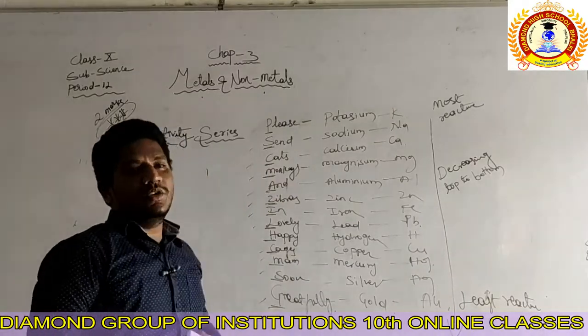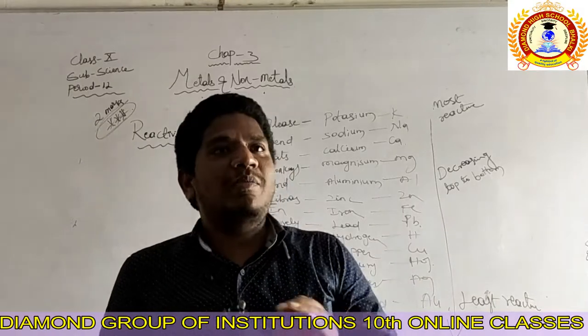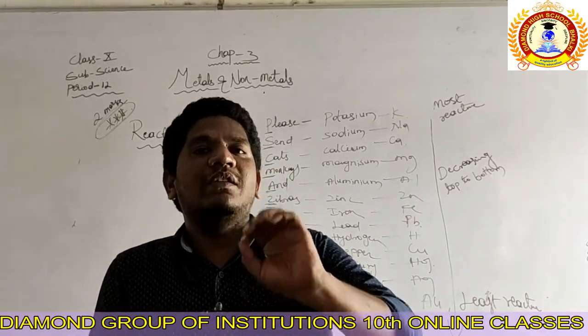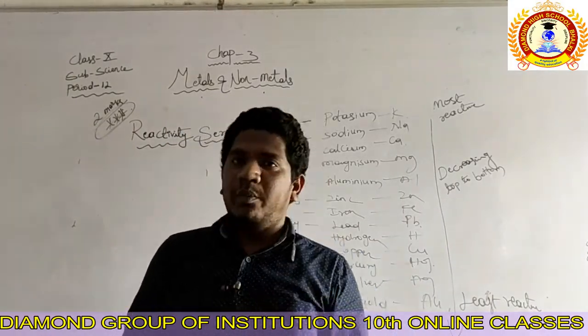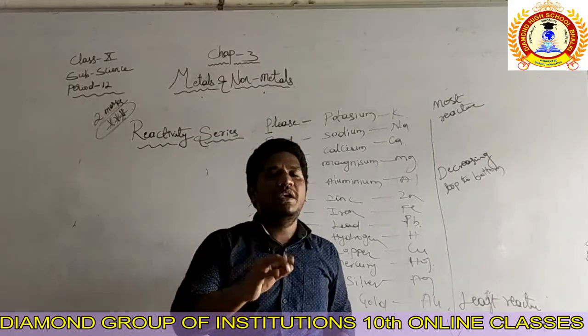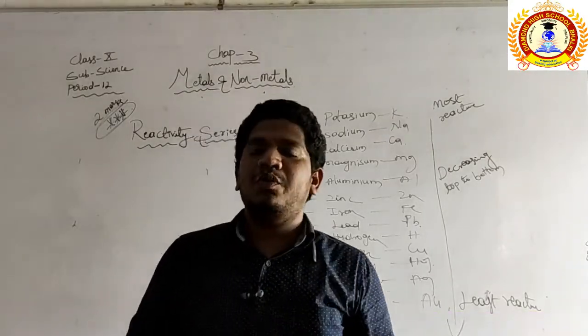Is there a trick to remember? Please send cats, monkeys, and zebras in a lovely, happy cages, ma'am, soon, gratefully. Can you repeat? Please send cats, monkeys, and zebras in a lovely, happy cages, ma'am, soon, gratefully.